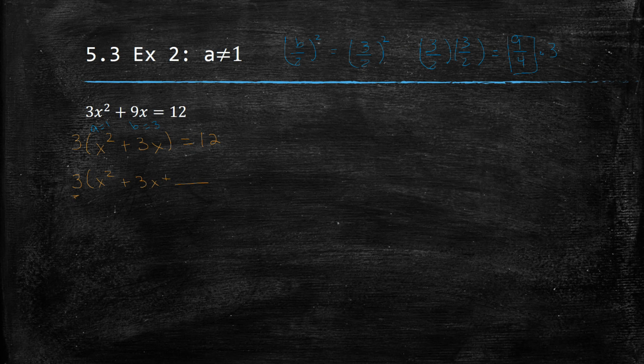So here we're going to add our b over 2 squared. And on this side, we're actually going to add 3 times our b over 2 squared, which is 9 over 4. And then over here on the left-hand side, it's still 3 over 2. We don't have to do anything there.